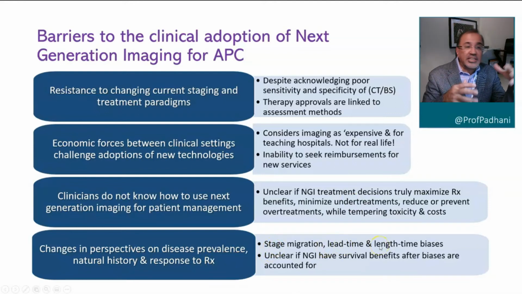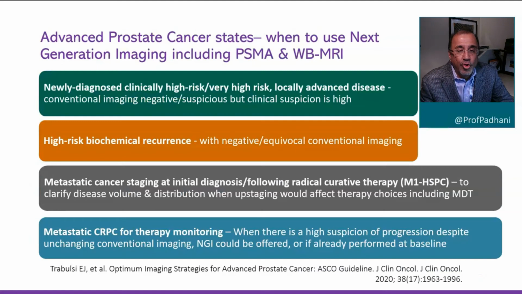So if you were going to use next-generation imaging for advancing prostate cancer, what would you use it for? Well, this was recently addressed in the ASCO Guidelines. There are 4 indications that you should seriously think about using next-generation imaging for. Number 1 is high-risk localized and high-risk locally advanced disease when conventional imaging is negative or suspicious. Number 2, high-risk biochemical recurrence. Now, it says there with negative conventional imaging, but biochemical recurrence, by definition, has no metastatic disease.